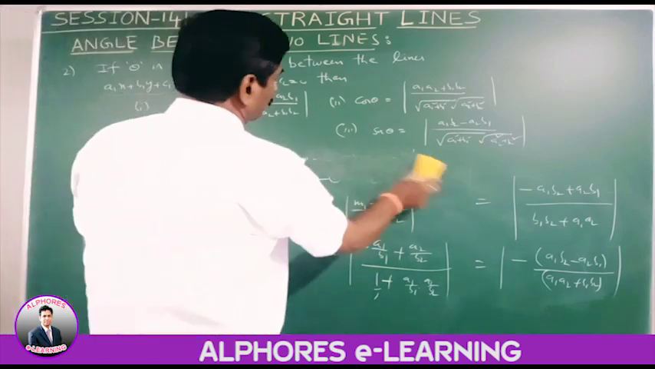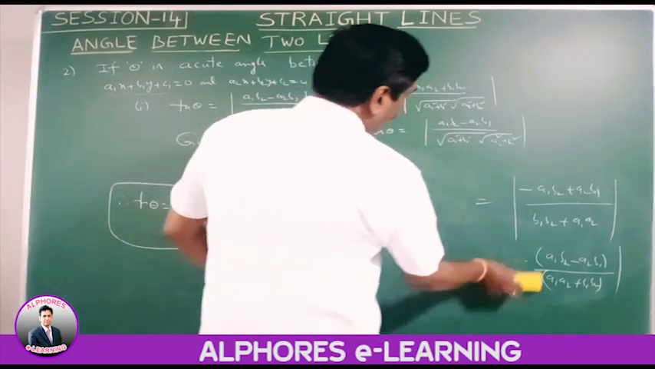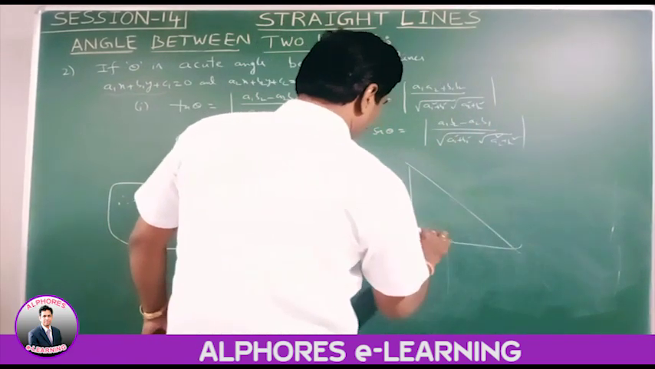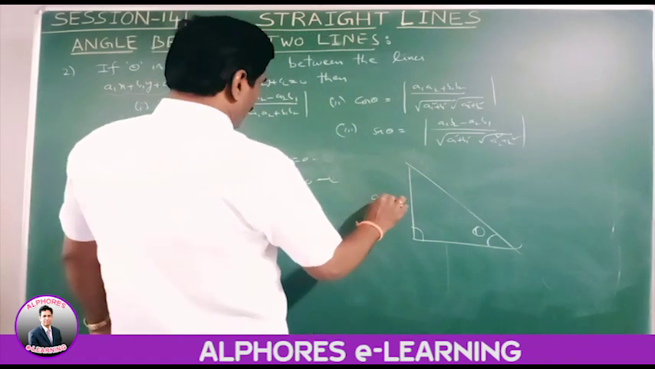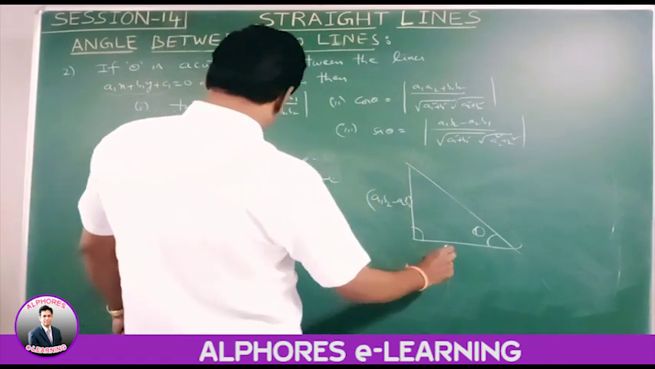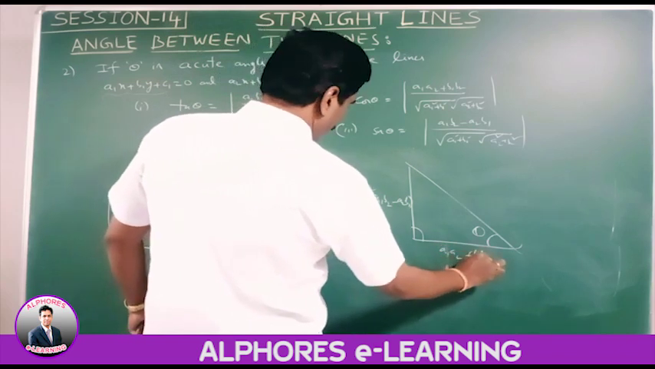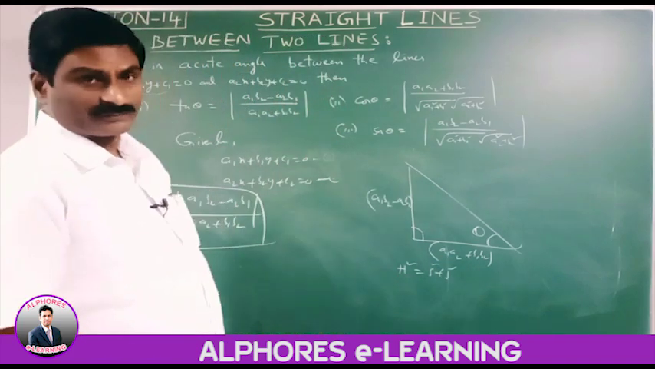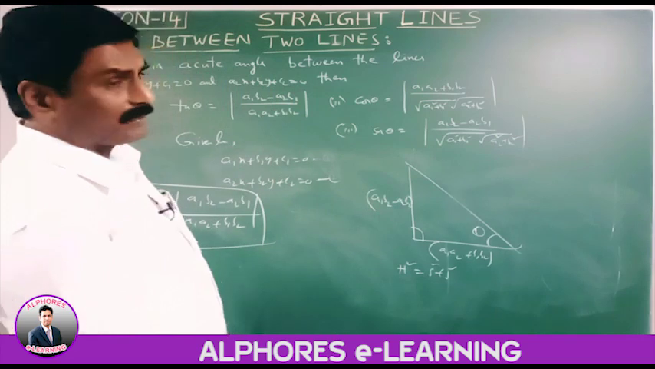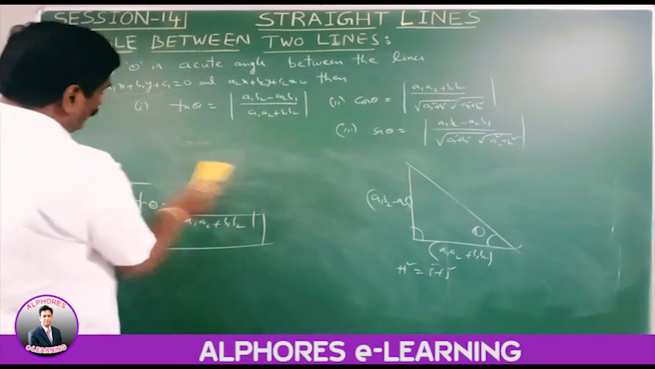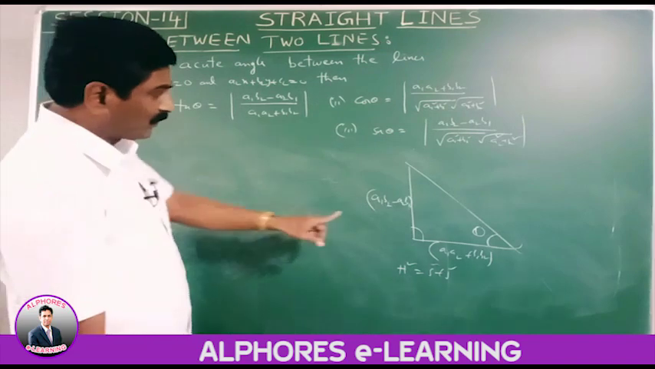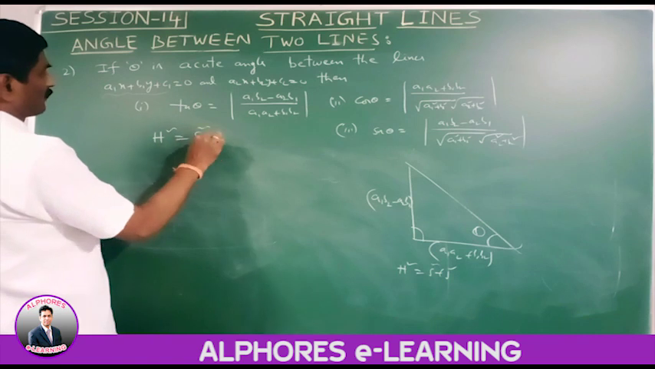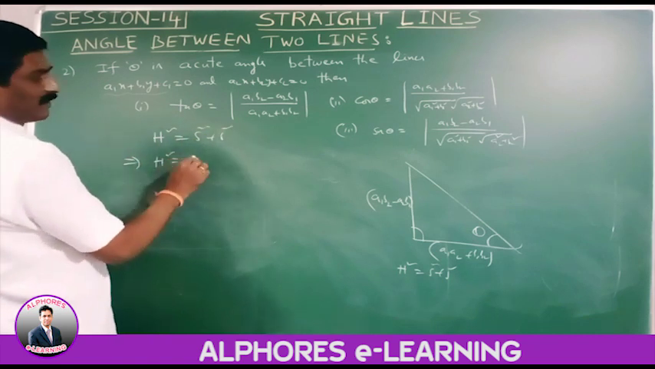Next, what is the tan? Tan means opposite side by adjacent. Here it is a triangle. Say this value is theta. a1 b2 minus a2 b1, this value. What is this value? a1 a2 plus b1 b2. We know that hypotenuse square is equal to side square plus side square. By using this property, we find this value. Okay. What is the side? One of the sides is a1 b2 minus a2 b1. The other side is a1 a2 plus b1 b2. That means hypotenuse square is equal to side square plus side square. That implies hypotenuse square is equal to, what is the side?